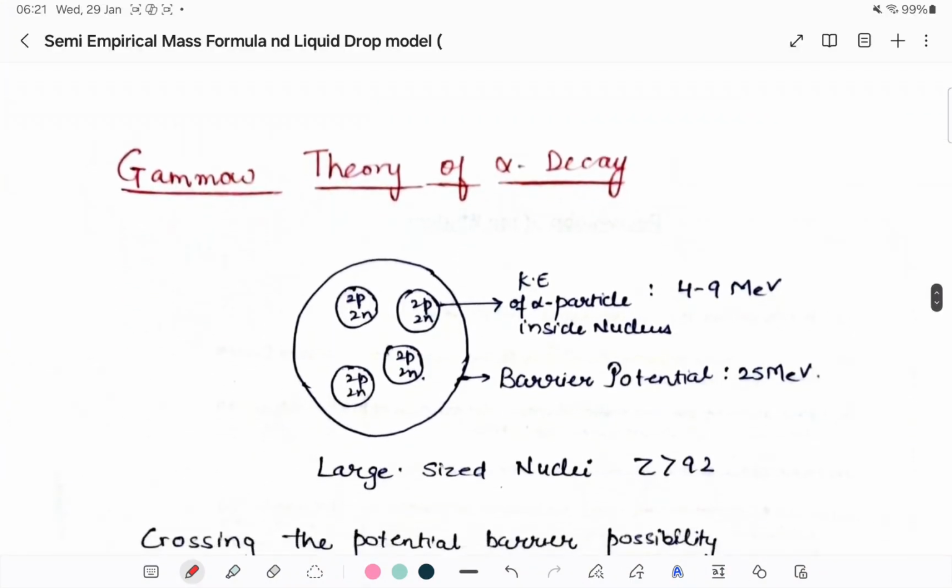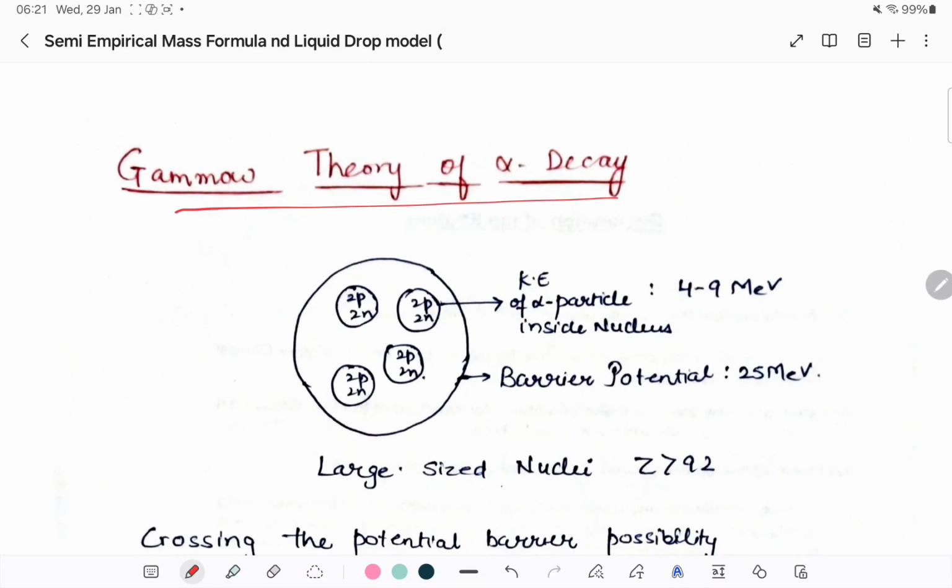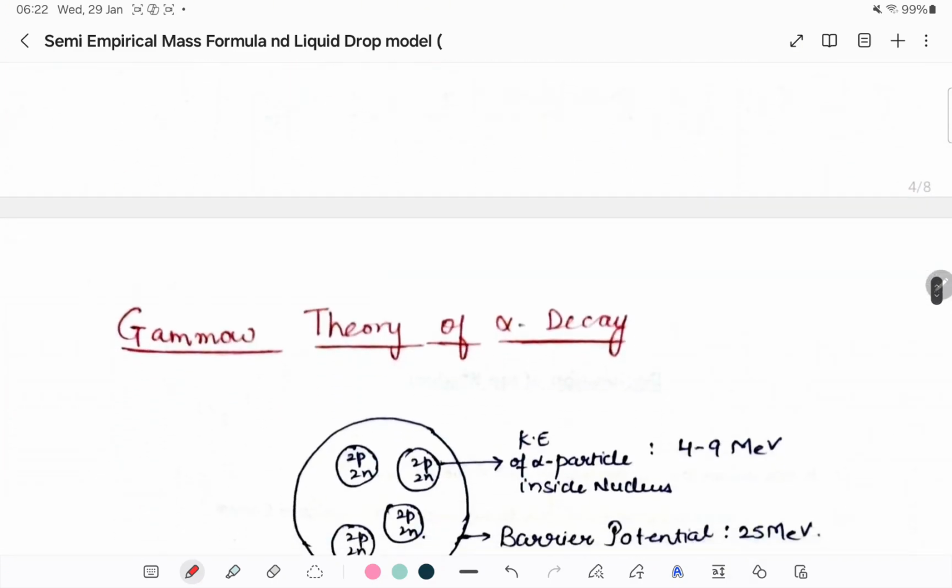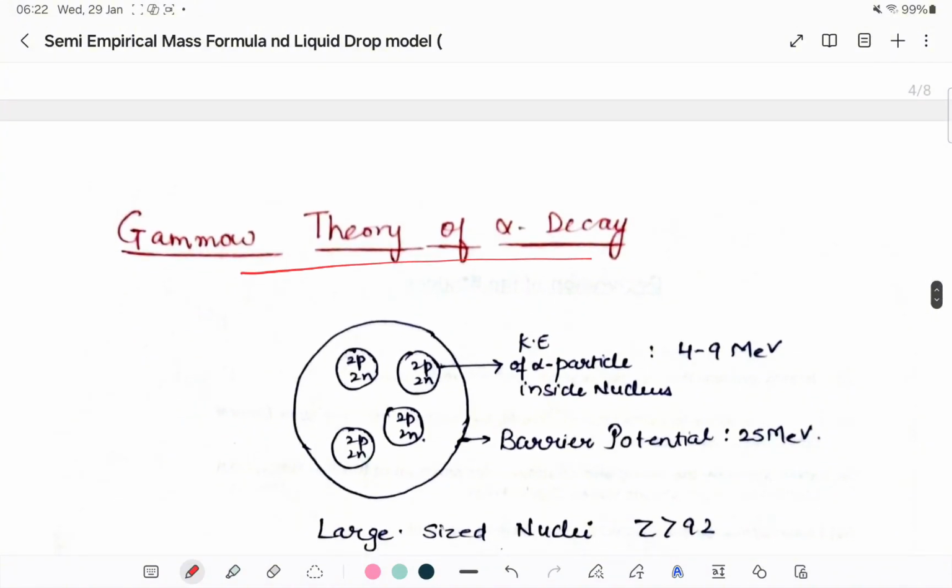Next is the Gamow theory of alpha decay. What does this theory say? According to this theory, there is a small probability of the alpha particle crossing the barrier, although it is not possible classical mechanically.